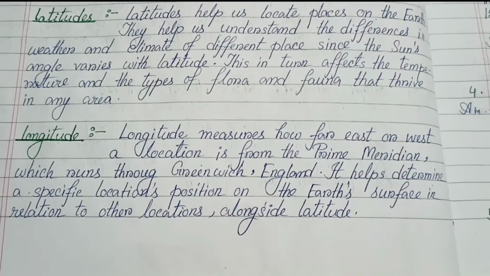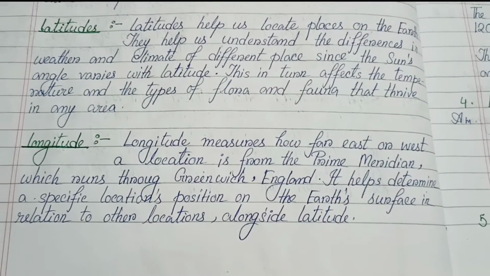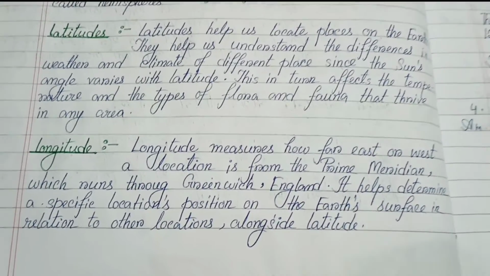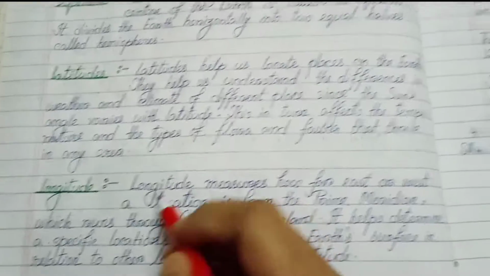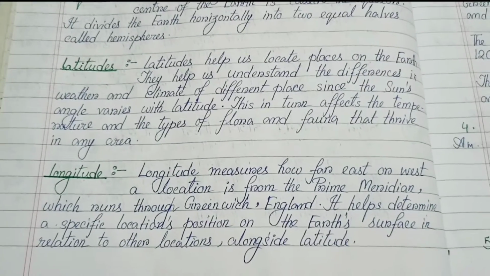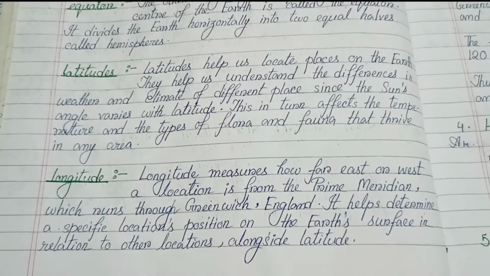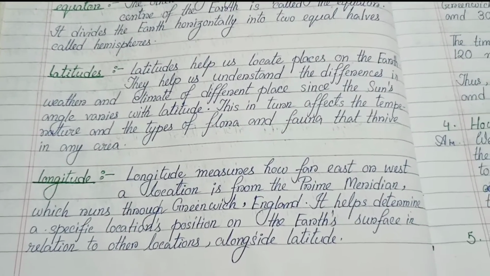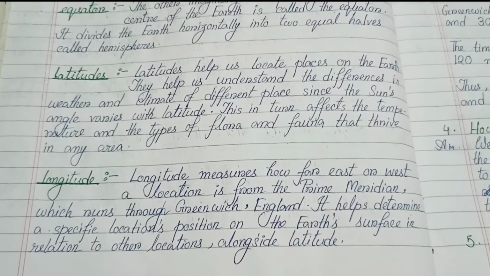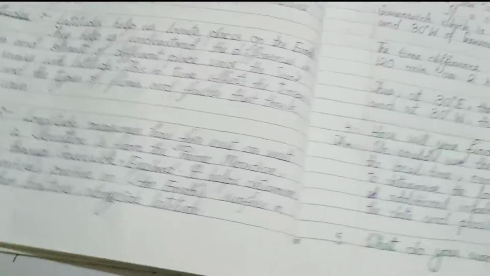Longitude. Longitude measures how far east and west a location is from the prime meridian, which runs through Greenwich, England. I have missed to write that. It helps determine a specific location's position on the Earth's surface in relation to other locations alongside latitude.